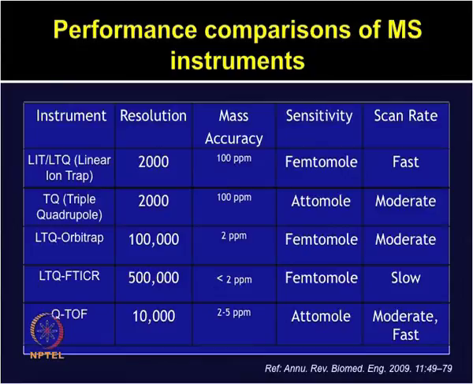LTQ FTICR can provide very high resolution of 500,000, mass accuracy less than 2 ppm, sensitivity in the femtomole range, and a slow scan rate. The quadrupole time of flight provides resolution of more than 10,000, mass accuracy 2 to 5 ppm, sensitivity in the attomole range, and the scan rate is moderate to fast.